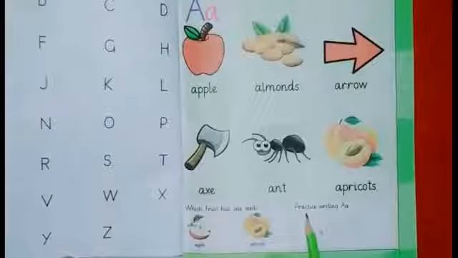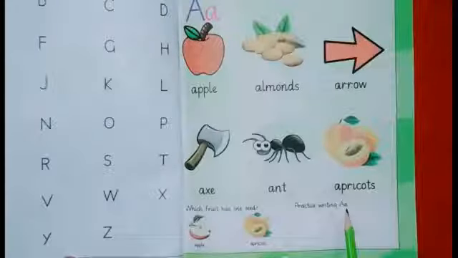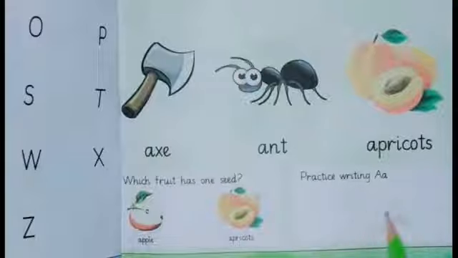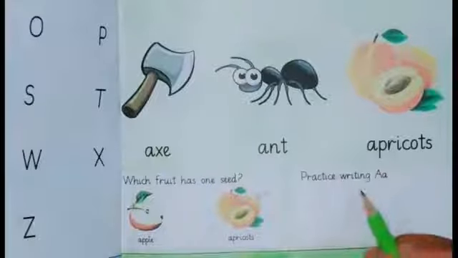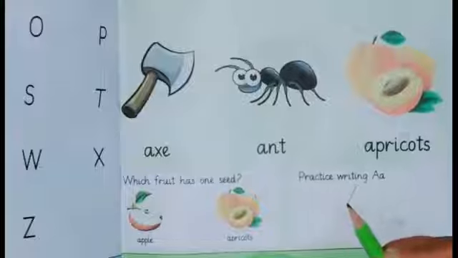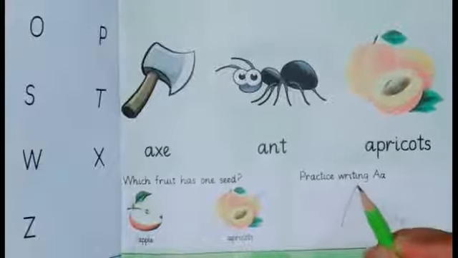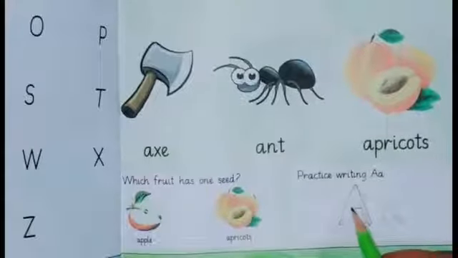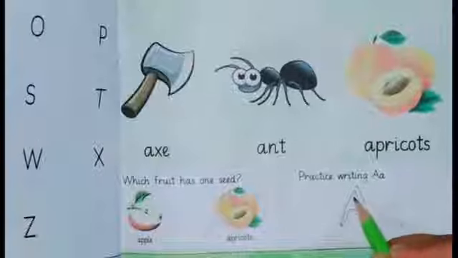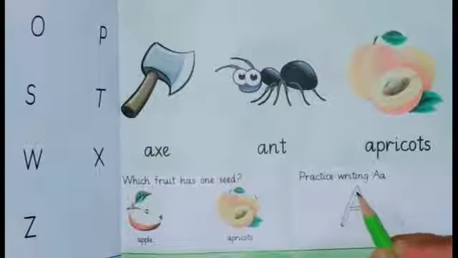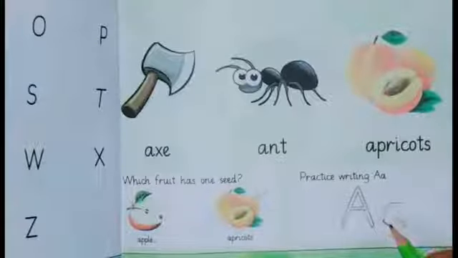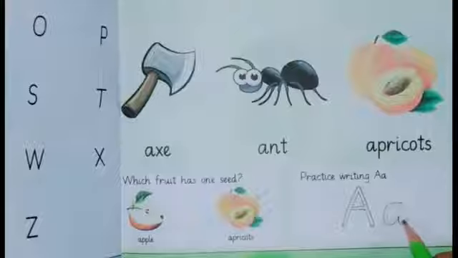The next one is to practice writing capital and small a. Now dear students, trace the A by following these dots. Now let's start practice. Starting from this point, like this. Again, a slanting line like this, and then just trace A. Now the small a, trace the small a like this.